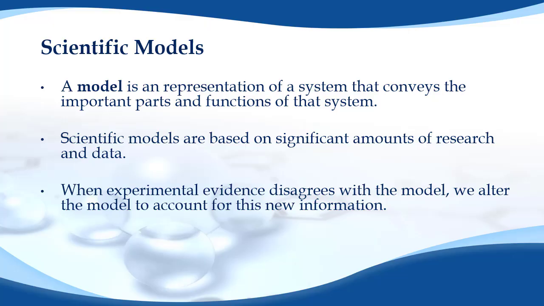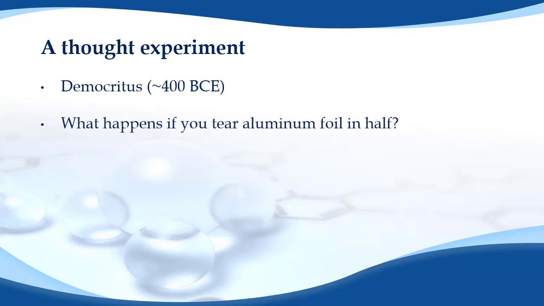All right, so the first model I want to work with, and this is the only non-scientific model of the atom, is based on a thought experiment. This is Democritus, who is a Greek philosopher about 400 years BC, or BCE, depending on your preference. And he had this idea, well, what if I took a sample? He used gold, but I'll use aluminum foil because it's easier for us to work with.